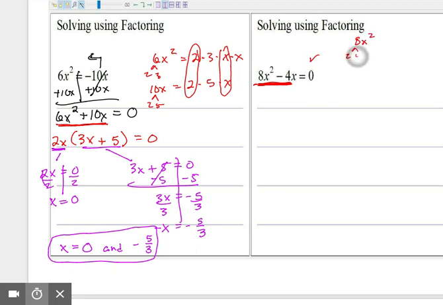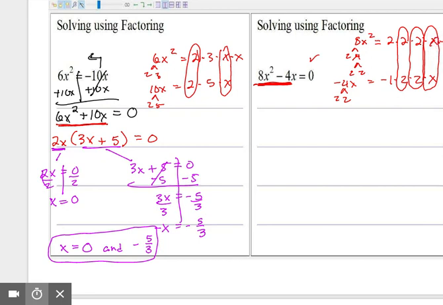So 8x squared, that's 2 times 4. 4 is 2 times 2, so it's three 2's and two x's for my x squared. The negative 4x, don't forget the negative 1, and then 4 is 2 times 2. And I have an x. So this has a 2 in common, a 2 in common, and an x in common. So for this one, my greatest common factor is 4x. And I am left with 2x minus 1 equals 0.